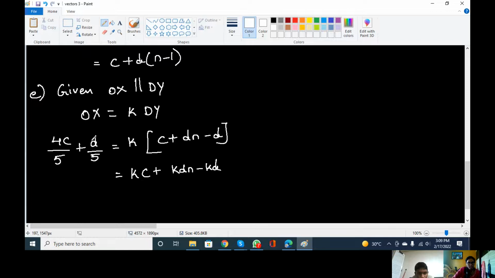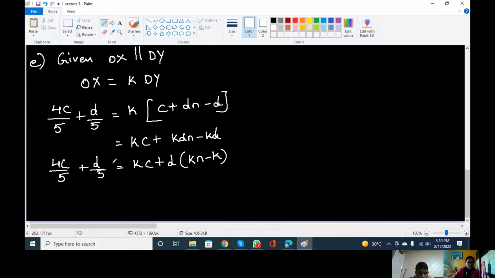Here the variables are c and d. This side also we will make c and d only. So this is c and we will write d common. So we will get here kn minus k, so here 4c over 5 plus d over 5. Let's compare both the sides to get the values.